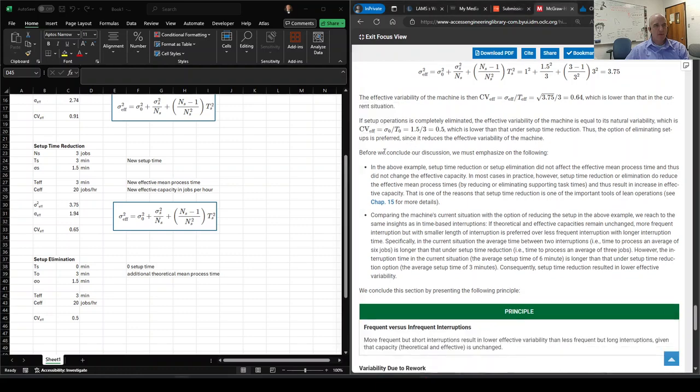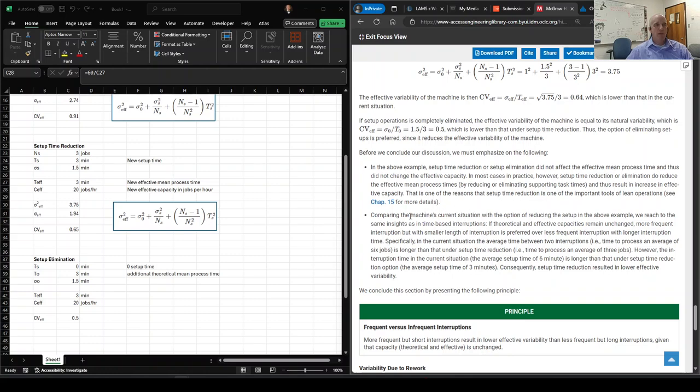The book also says, before we conclude our discussion, we must emphasize the following. In the above example, setup time reduction or setup elimination did not affect the effective mean process time and thus did not change effective capacity. We've talked about that before, right? In both situations, the effective capacity is still 20 jobs per hour. In most cases, however, setup time reduction or elimination does reduce the effective mean process time by reducing or eliminating supporting task times, and thus results in increase in effective capacity. That is one of the reasons that setup time reduction is one of the most important tools of lean operations.